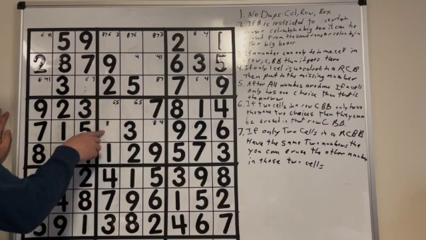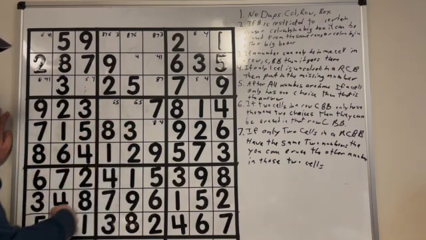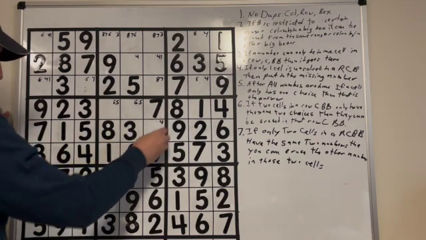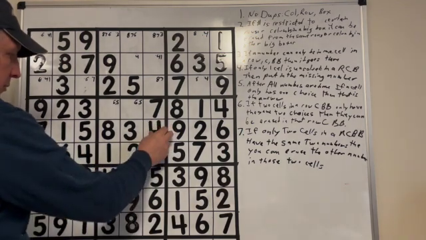Jumping up to here. This 8 is by itself. I'm going to get rid of it. Here's an 8. Clean up a little bit. Get rid of that 8. That 4 is by itself. That's a 4.